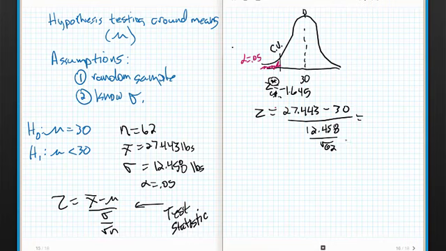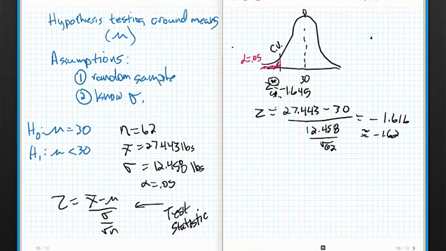It's very frustrating. So what I typically do is type 27.443 minus 30, and hit enter. Then I take that and divide, because then I can use parentheses and I don't mess up. So 12.458 divided by the square root of 62. My answer is negative 1.616, or approximately negative 1.62. I'll show you why I wrote that in a sec.